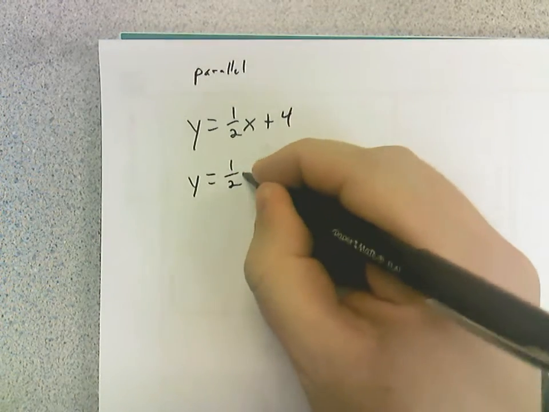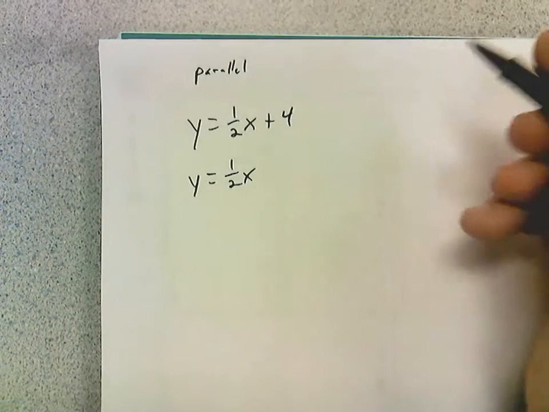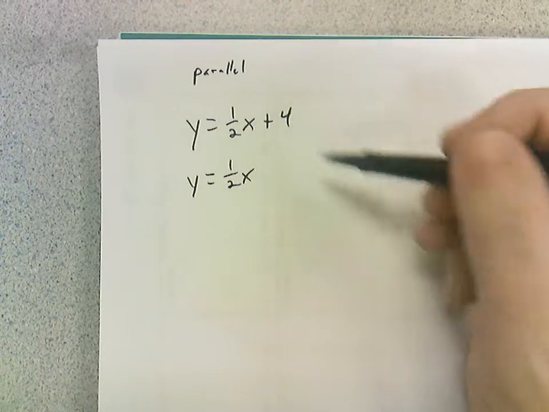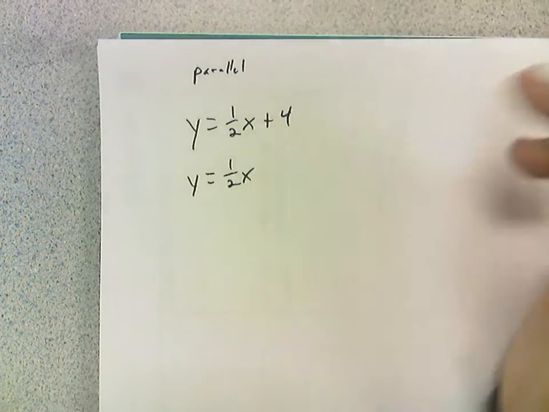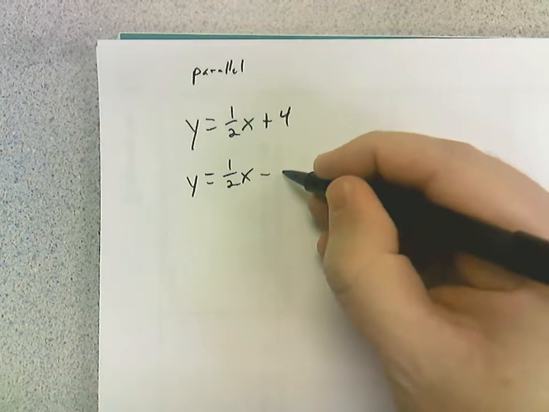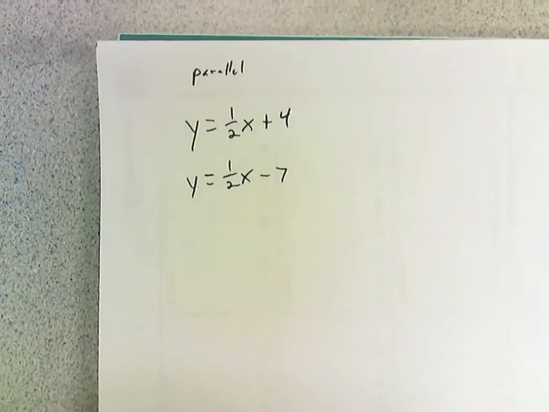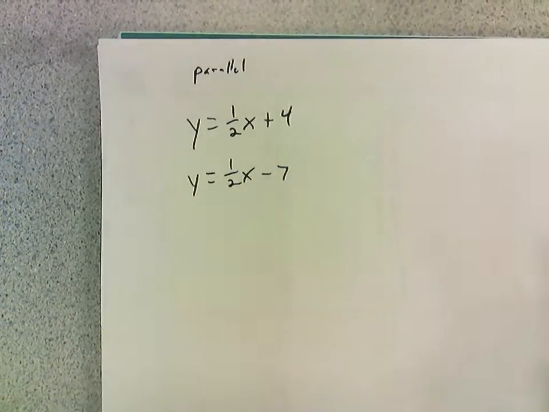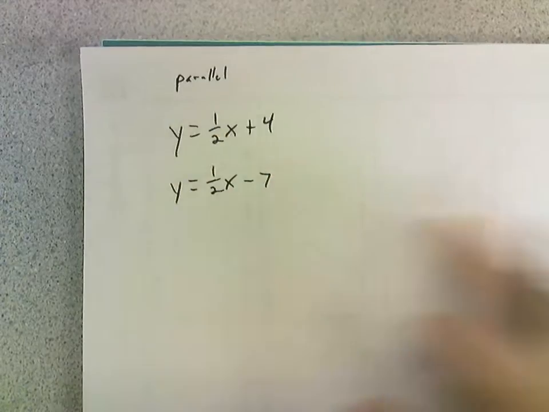So 1 over 2x would be the same, and then it's not going to be plus 4 because that's going to be the same line. So we would have to change the y-intercept to something else. So let's do minus 7. Okay, that's parallel. Doesn't really matter what you put here as long as it is not plus 4. Then it's parallel as long as the slope is the same.